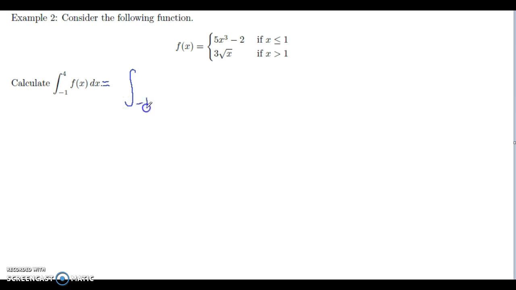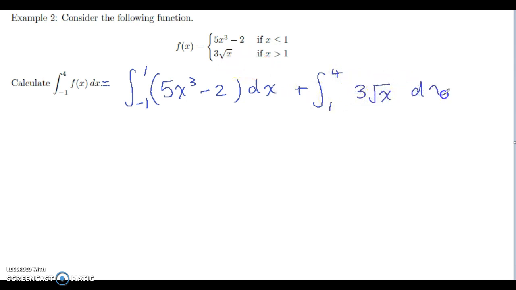It's from -1 to where the function changes, 1, and then from 1 to 4. Now from -1 to 1, it follows the rule 5x cubed minus 2 dx. And from 1 to 4 is a new rule, 3 square root of x dx. Then we apply the property of the integral to solve this problem.